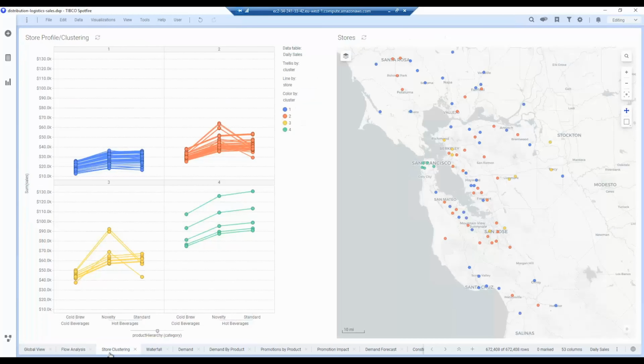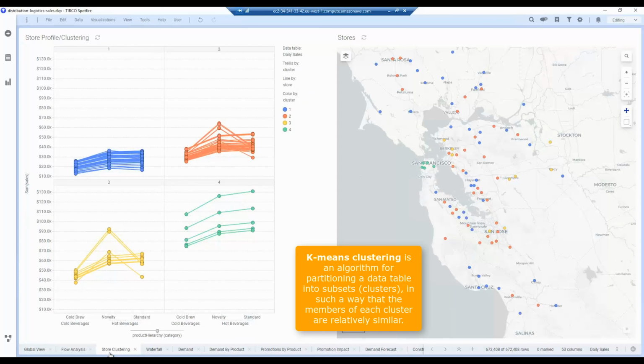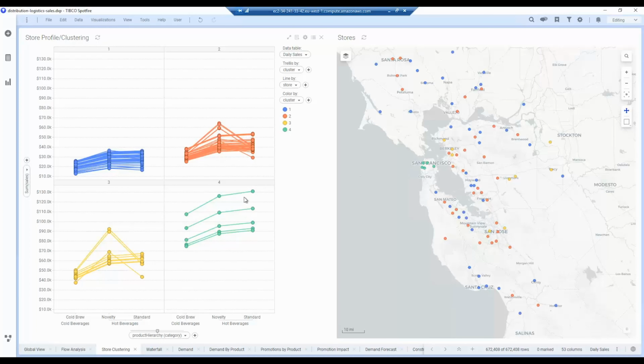We can look at some clustering algorithms to identify stores that are similar to one another. In this instance, you can see that the ones in this area are high sales in all of the hot beverages section, whereas the ones in this cluster are low selling in those sections. And these stores are then clustered based on the sales history that we have for them.